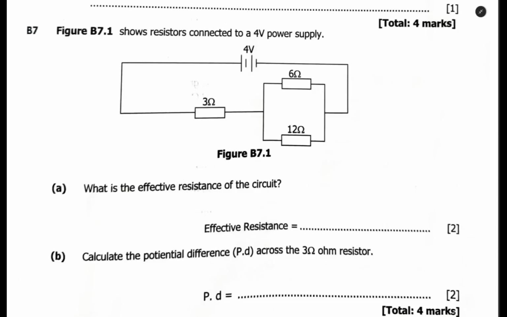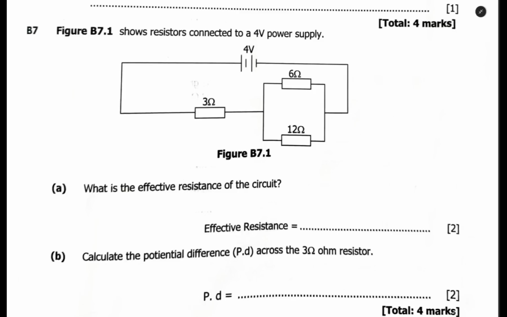So we continue answering Science Paper 1 of 2024 GCE. We are answering section B. So far we've answered from B1 to B6, and I hope you've watched that video already. If you've not done so, you can do so before you even come to this one. So today we'll continue from B7 going down.